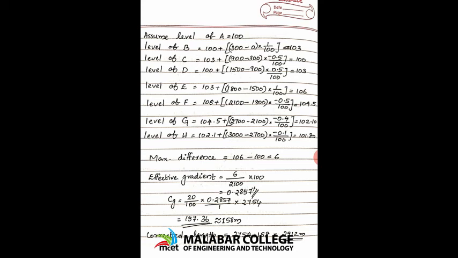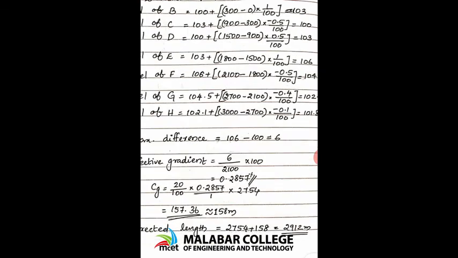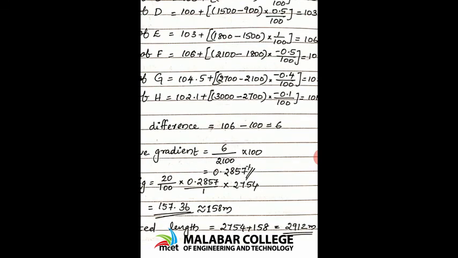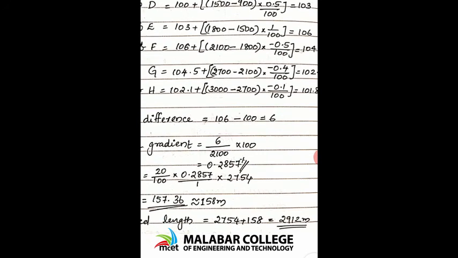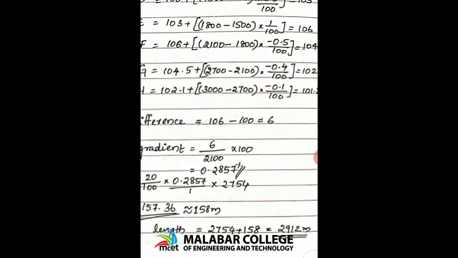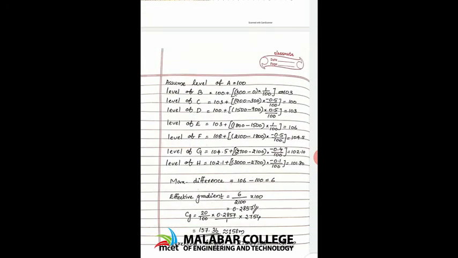158 meter. Then the corrected length is equal to 2754, the length after correction for elevation and temperature, plus the correction for gradient, 158, that is equal to 2912 meter. This is the corrected length for the runway, equal to 2912 meter.